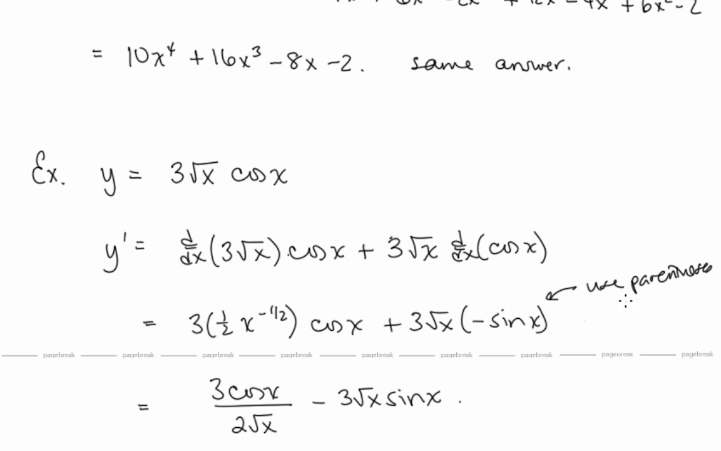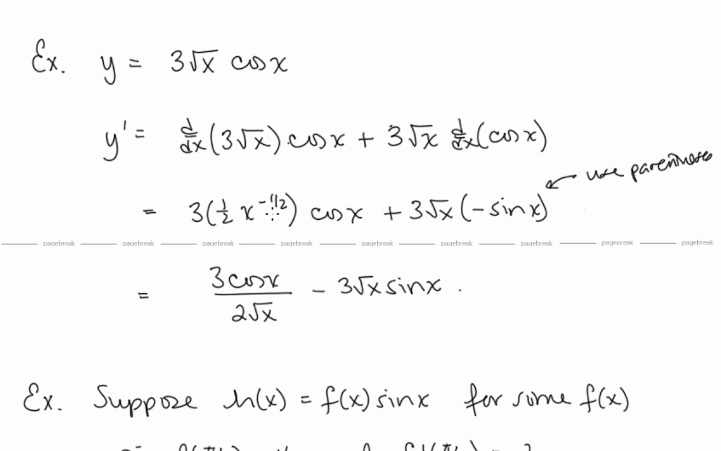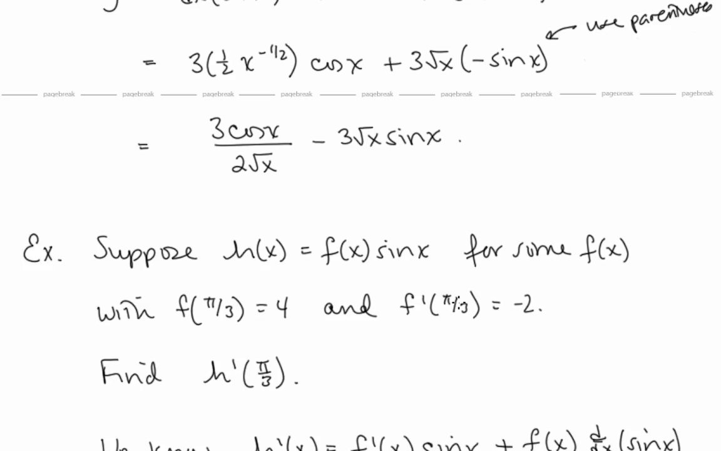Don't forget to use parentheses here. I don't want this to magically turn into subtraction. And so simplifying, we're here. We want to take this x to the 1/2 power down to the denominator with a 2. So we have 3 cosine x over 2 radical x minus 3 radical x sine x. Now let's take a look at another.